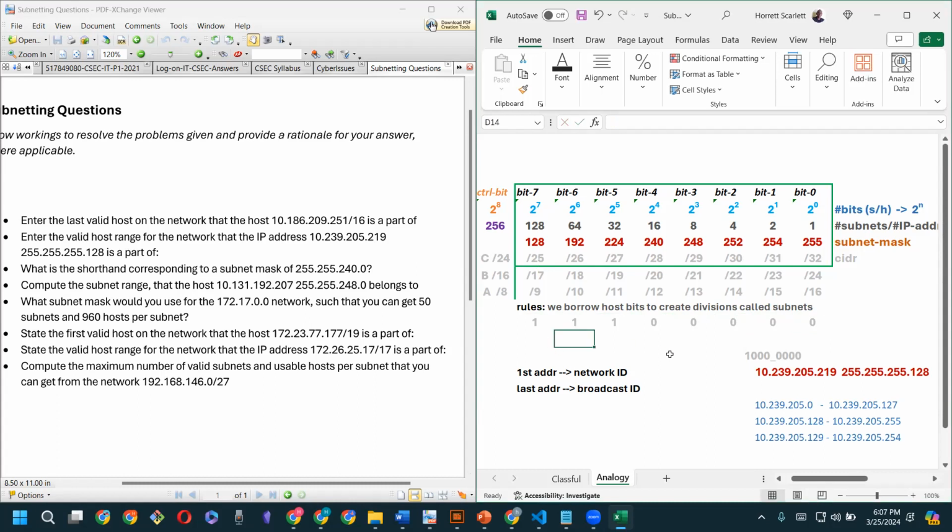So because we have turned on 3 bits for subnetting, to know how many subnets we are going to get, we say 2 to the 3, and that gives us 8. So you are correct, we have 8 subnets. Now, a subnet is going to have some IP addresses associated with it. So now we need to determine how many IP addresses are associated with each subnet.